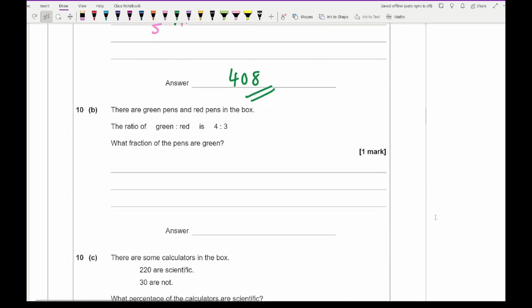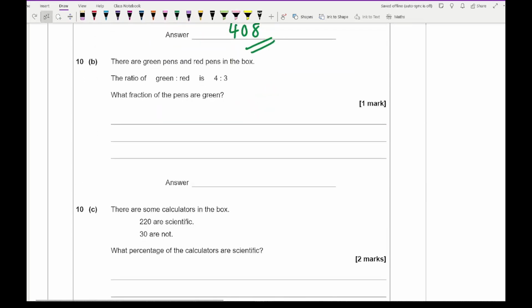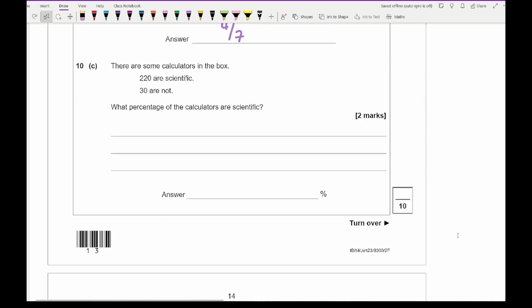Moving on to question 10b, it says there are green pens and red pens in a box. The ratio of green to red is 4:3. What fraction of the pens are green? So green is 4 parts, and we've got a total of 7 parts. So therefore, the fraction is going to be 4/7. Then for 10c, it says there are some calculators in the box.